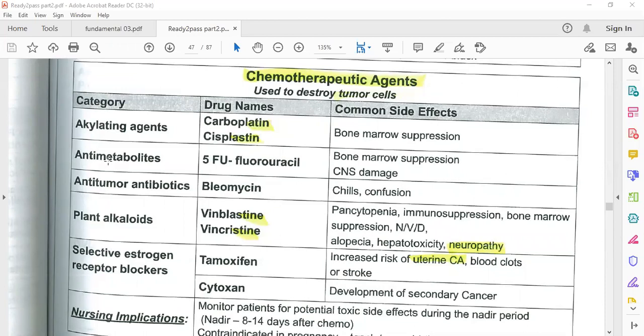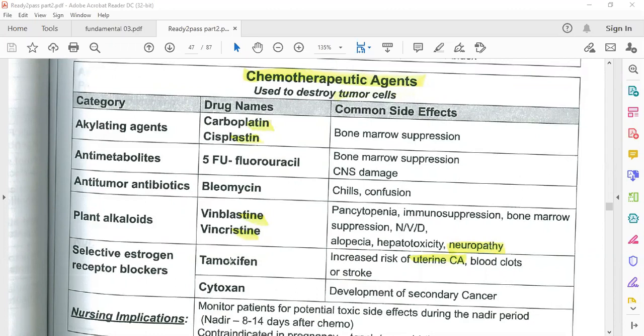Another medication, antimetabolite, is called fluorouracil. Anti-tumor antibiotics, named bleomycin. Some medications are plant alkaloids like vinblastine and vincristine. Some are selective estrogen receptor blockers like tamoxifen, and cytoxan, right?